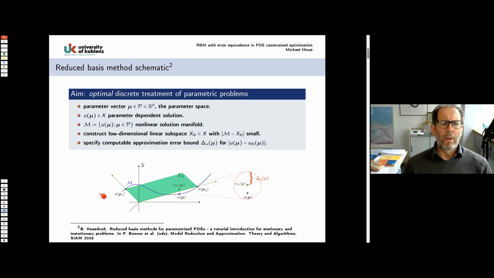In this talk, the solution space M will be composed of solutions of optimal control problems, which depend on a parameter mu. And we will see how we can construct those green guys here in an effective manner. That is what I'm going to present here.